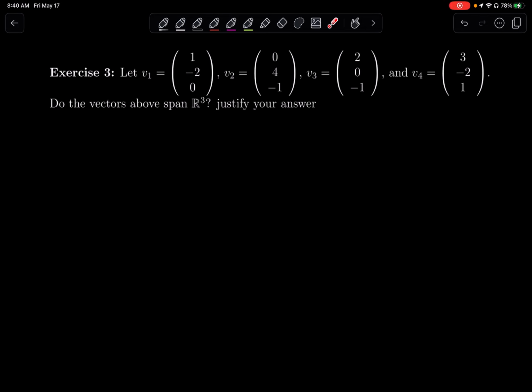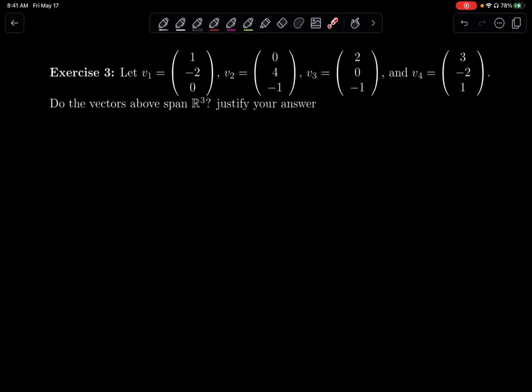All right, so this is practice test one, exercise three. They give us four vectors, v1, v2, v3, v4, and they ask, do these four vectors span all of R3? In other words, can I generate any vector within R3 using these four vectors? So how can I tell if these vectors, or any vectors in general, span some Rn?